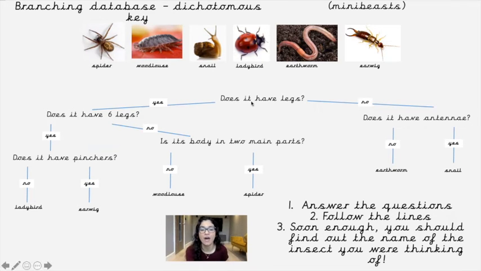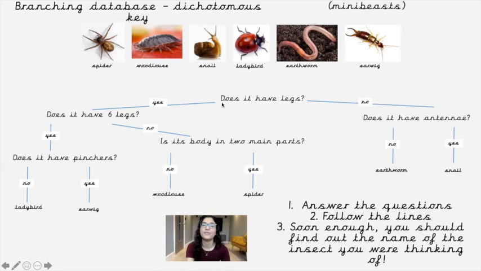So you have to start from the beginning of the classification key. For example, it says here, you answer the questions, follow the lines, and soon enough you should find out the name of the insect you were thinking of. So let's answer the questions and then we'll see what animal we come out with. Does it have legs? I'm going to think, no, I want to find an insect that doesn't have legs. Does it have antennae? Yes. So I'm looking for an insect that doesn't have legs and that does have antennae. So that should be a snail.